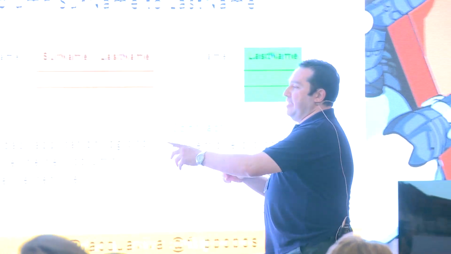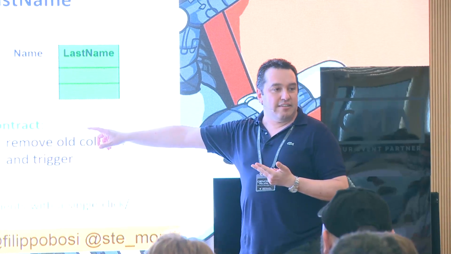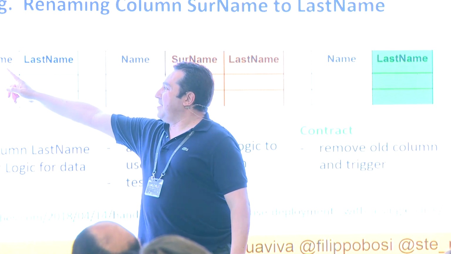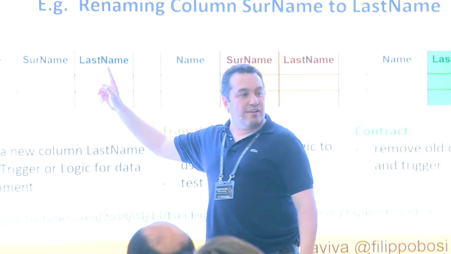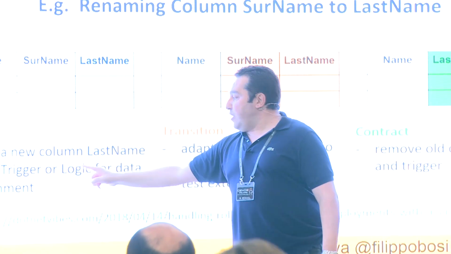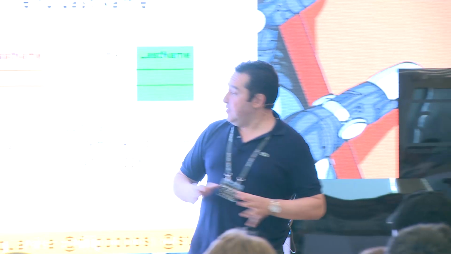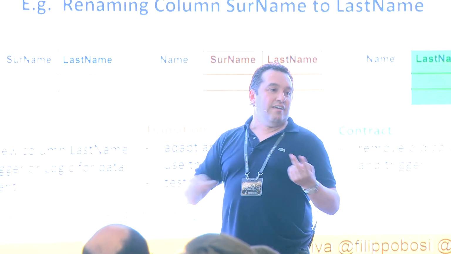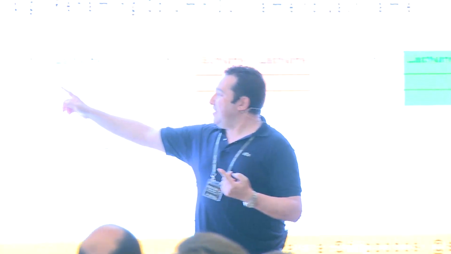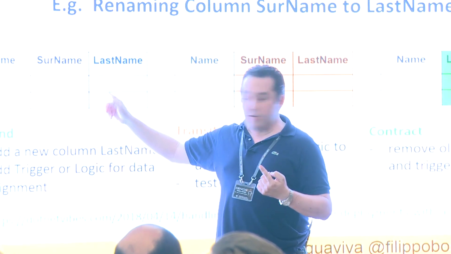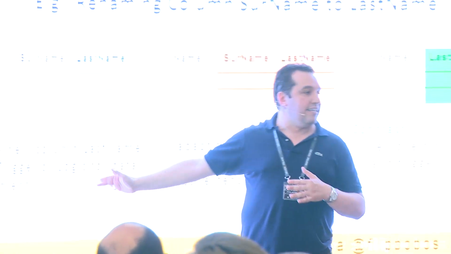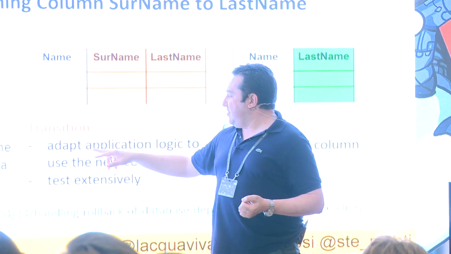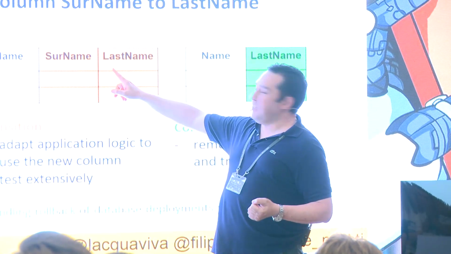We basically have 3 phases: expand, transition, and contract. In the first phase, we are renaming surname to last name. We add a column that's last name, and we add some logic in the application in order to have the same data on the two columns. You can choose. You put some logic in your application that copies the data into last name too, or you add some trigger or logic for data alignment in the database. It's up to you. Then you have a transition phase where you adapt application logic to use the new column.